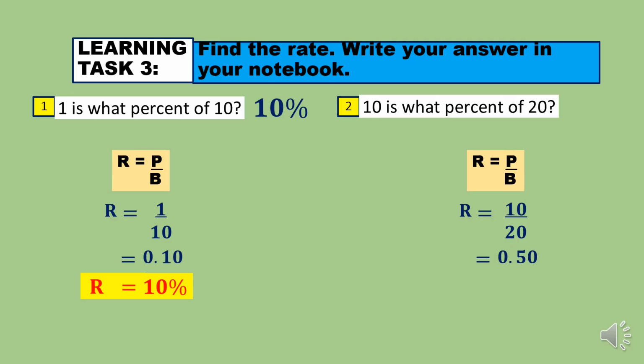Pag na-change ang 50 hundredths sa percent, and that is 50%. So, 10 is what percent of 20? The answer is 50%.